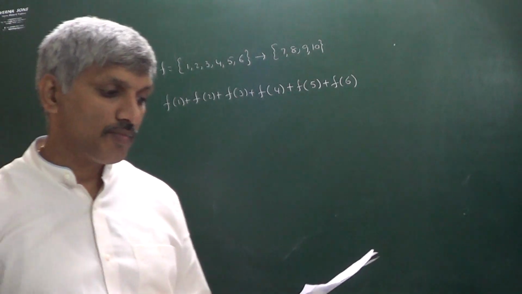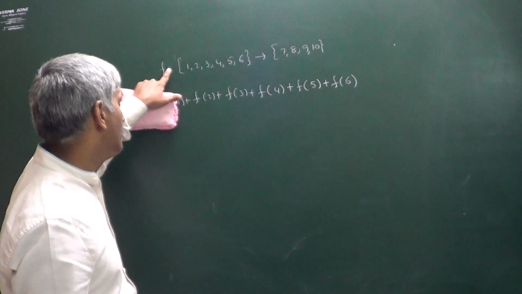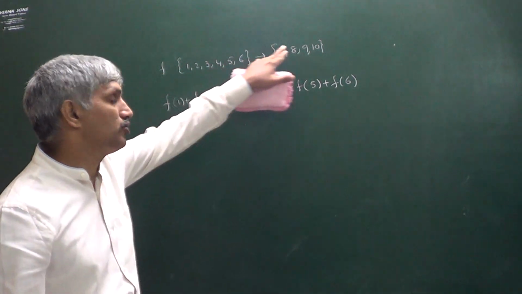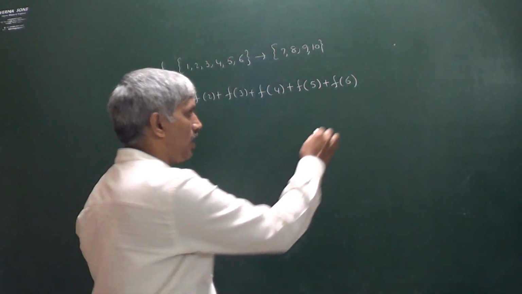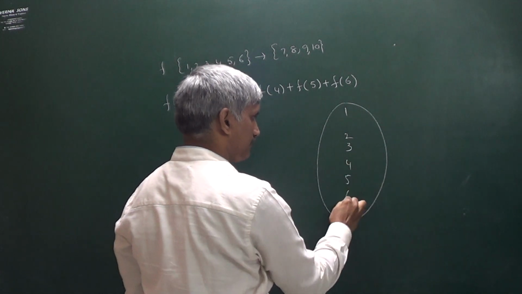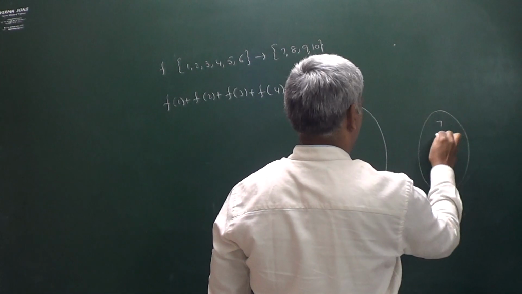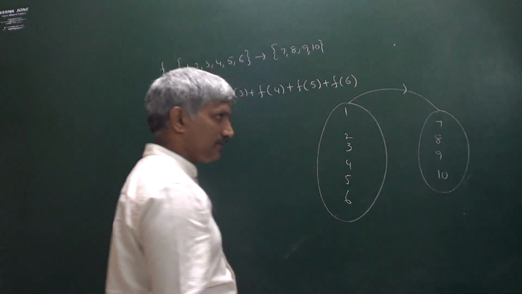The functional values sum is odd. We have to find the number of such functions. The function is defined from this set to this set. He is saying that the sum of all these functional values we have to get is odd. Just observe here. This is 1, 2, 3, 4, 5, 6 and here we have 7, 8, 9, 10. The function is defined from this set to this set.